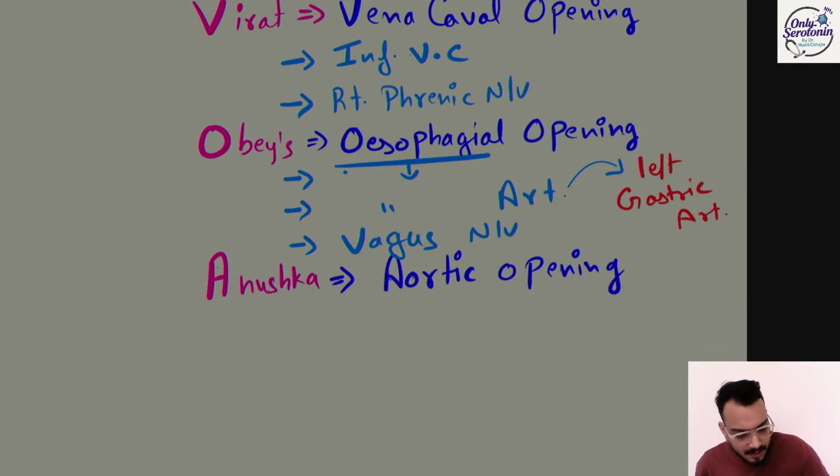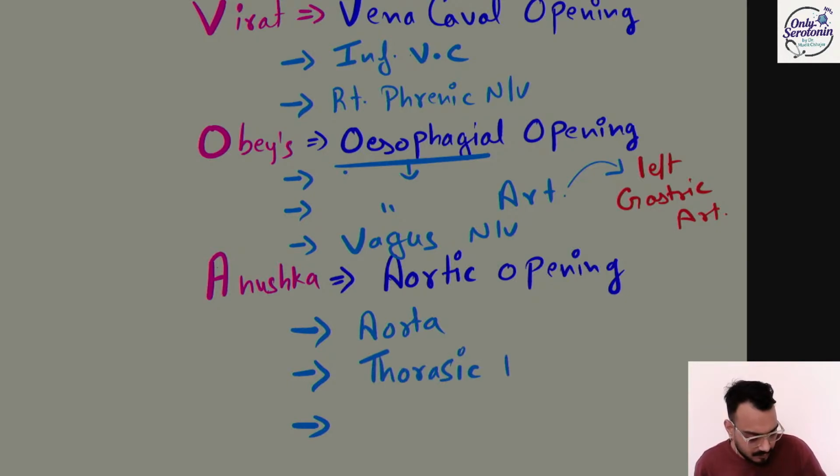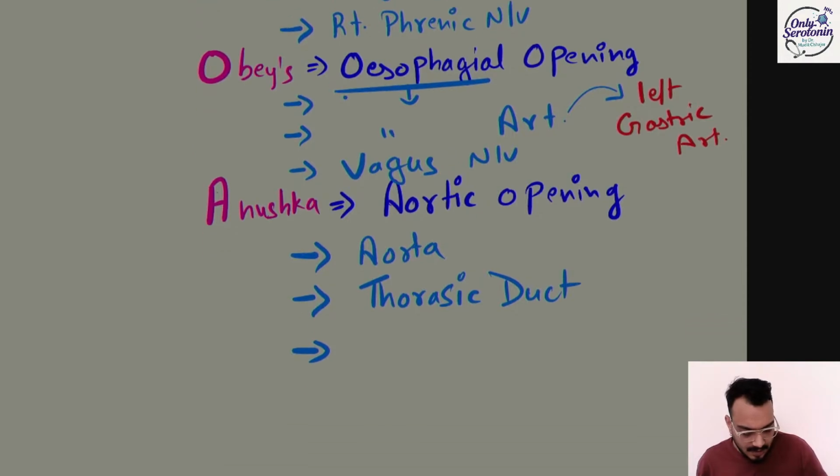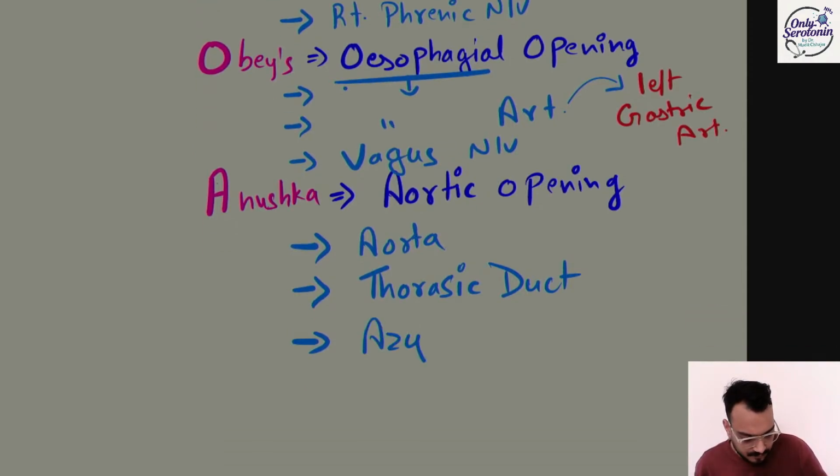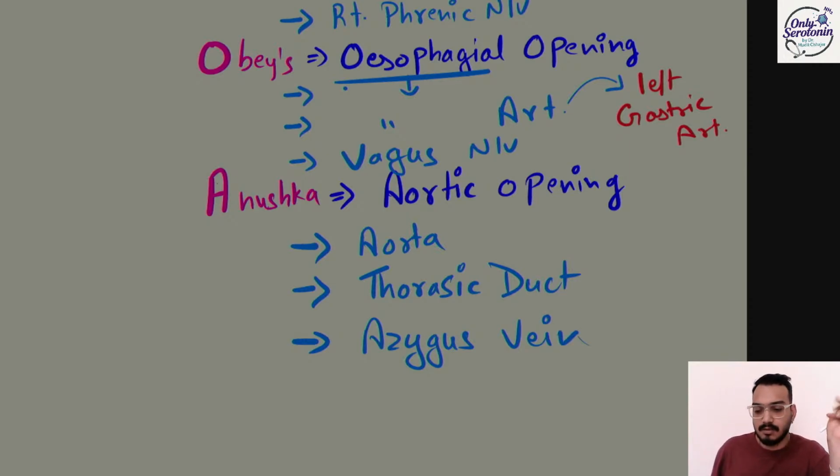Then we are having aortic opening, and in aortic opening, again, three things are coming out. As per the name say, it is aorta. Then we are having thoracic duct, and then we are having azygous vein. Aorta, thoracic duct, and azygous vein. All these three things are coming out from where? All these three things are coming out from my aortic opening.